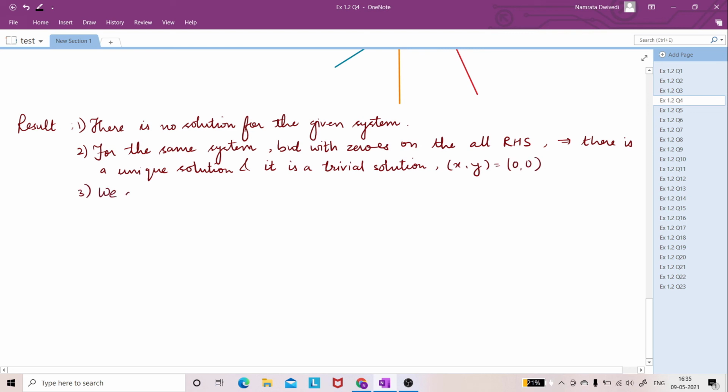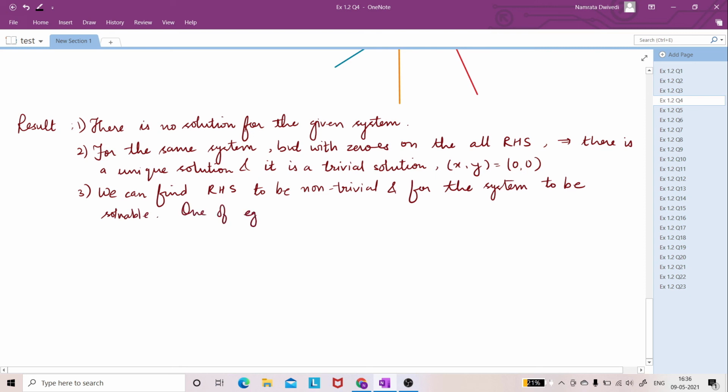We can find the right hand sides to be non-trivial and for the system to be solvable. How? One of the examples is x plus 2y is equal to 4 and x minus y is equal to 1 with y is also equal to 1. So we have solved question number 4 as well.